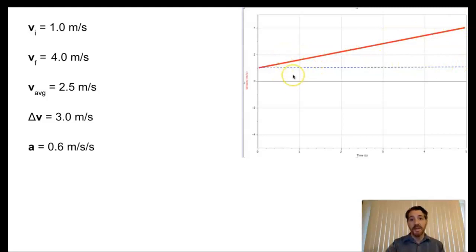Please be careful when you're taking an integral. Don't take the area beneath this blue dotted line past your horizontal axis. You only want to go to the axis. You don't want to be counting this space down here. That's not part of the integral.